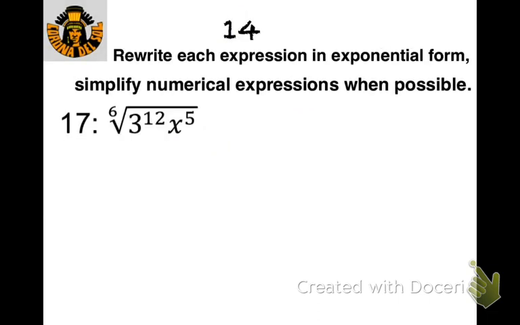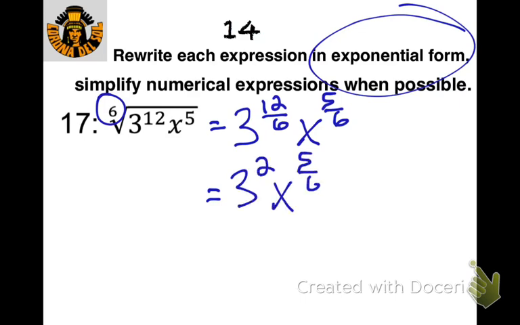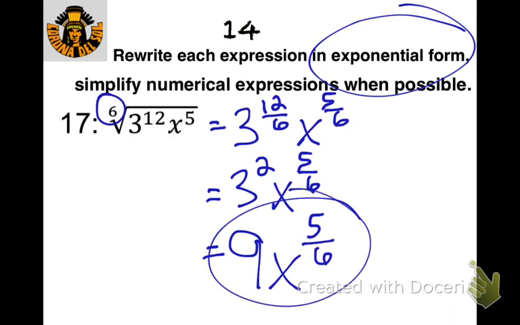All right, we're going to change this one. Now we're going the other direction. We're going to change it to exponential form. So we're going to say we've got 3 raised to the 12 over 6. Remember how the index is the denominator. Then we have x raised to the 5 over 6. 3 raised to the 12 over 6 is really 3 squared. x raised to the 5 over 6. And we know 3 squared is just 9, so 9x raised to the 5 over 6 is the most simplified, cleanest.